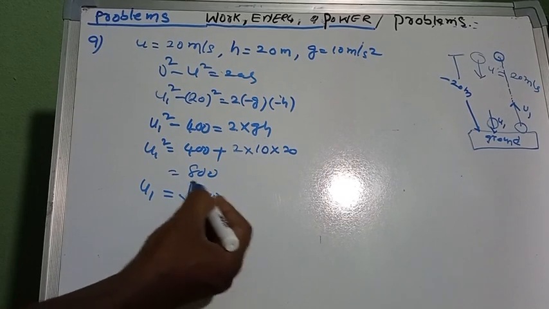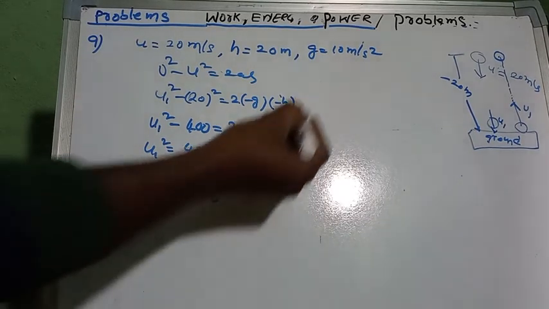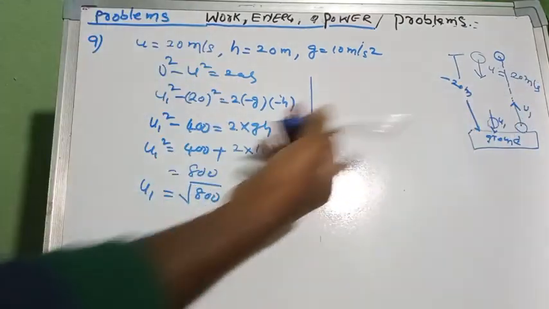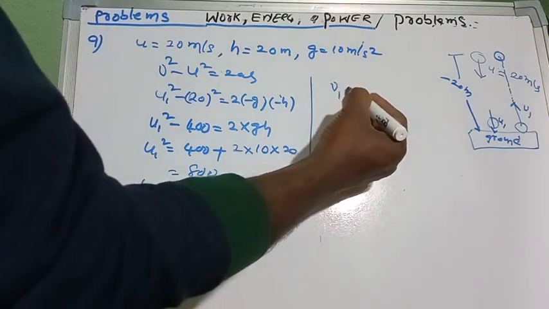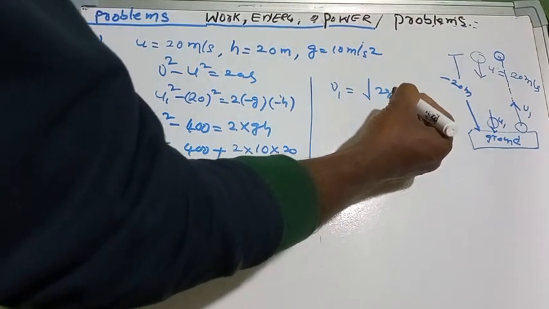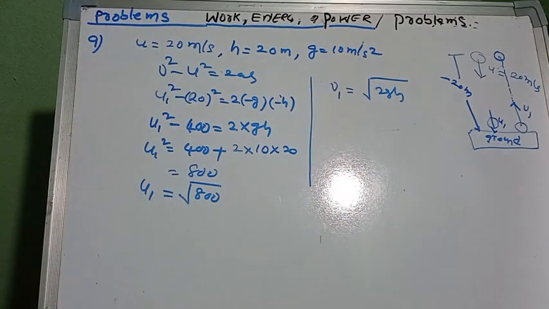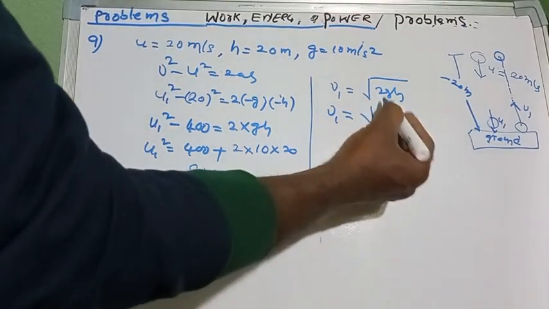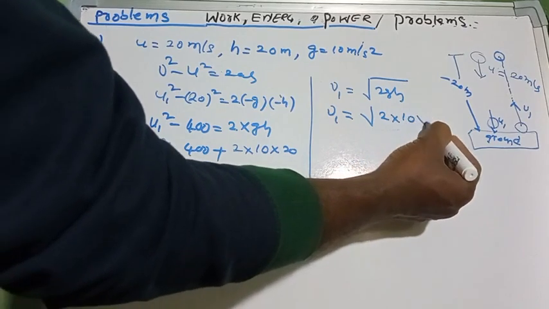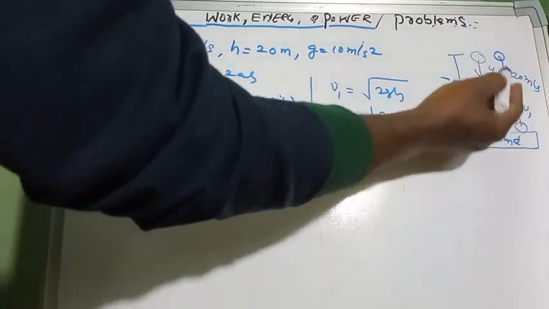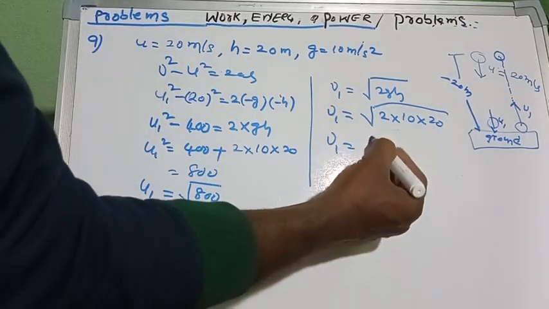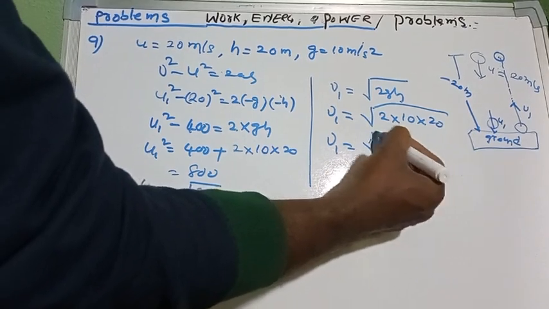And u1 is equal to under the root of 800. Then after striking the ground, it is moving with a velocity v1, and that v1 is equal to under the root of 2gh. We got this from a derivation; afterwards we will do it. Okay, so according to that, v1 is equal to under the root of 2 into 10 into 20, because it is reaching the same height. So v1 is equal to under the root of 400.